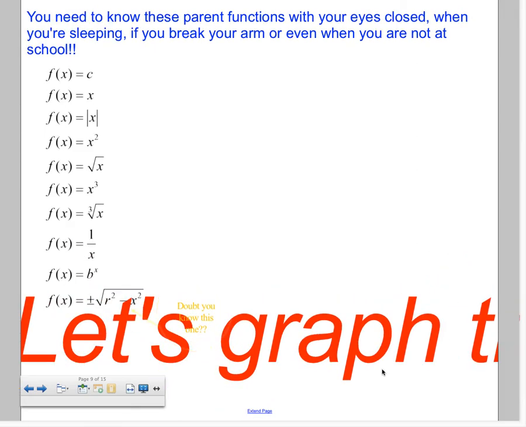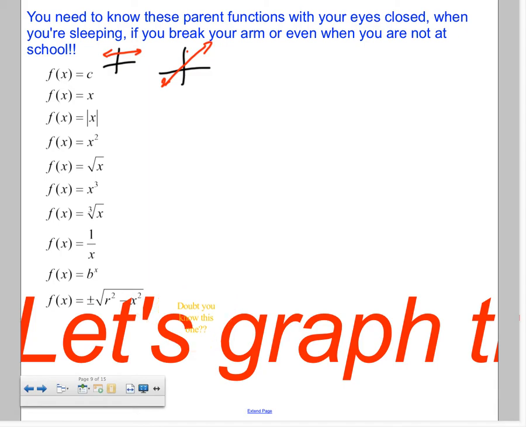F of x equals c. That's just a constant, and so this looks like a horizontal line. The next one, f of x equals x. Whoops, wrong color. That graph is a line with a y-intercept of 0 and a slope of 1, so it looks a little bit like that. Sorry, it was supposed to go right through the origin and it didn't.